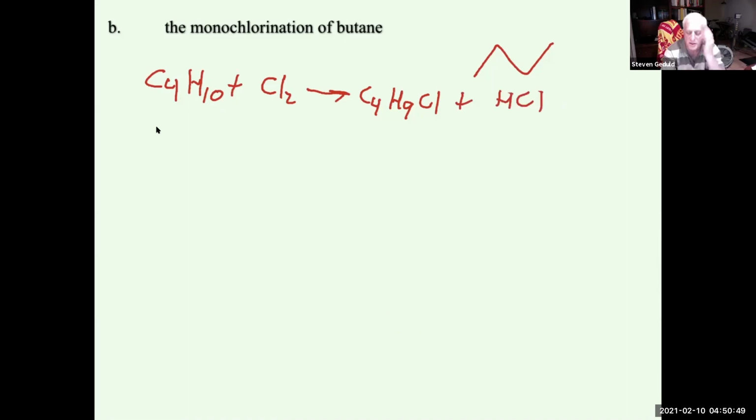Okay, so can we get different products? The chlorine can attach to the number 1 position. It could attach to the number 2 position. And it's monochlorination, only one chlorine's attaching. Could it attach to the number 3 position also? Could it attach here? Yes or no?